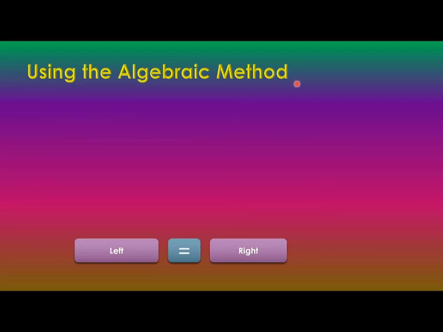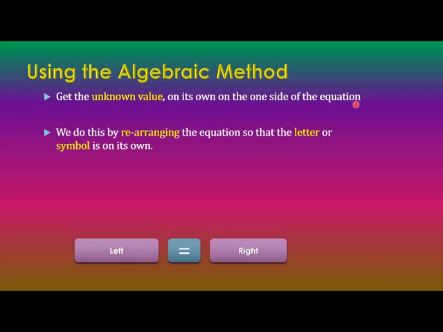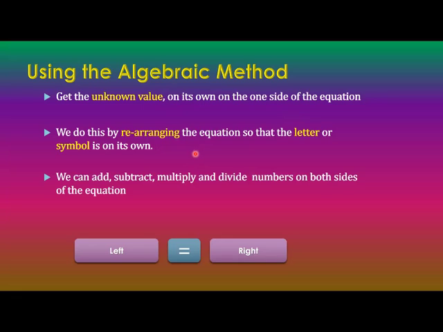Using the algebraic method is slightly different. We get the unknown value, the missing number symbol, or the x, on its own on one side of the equation. We do this by rearranging the equation so that the letter or symbol is on its own. We can add, subtract, multiply and divide numbers on both sides of the equation. What we do to one side of the equation, we must do to the other. What we do to the left-hand side of the equation, we must do exactly the same to the right-hand side of the equation.